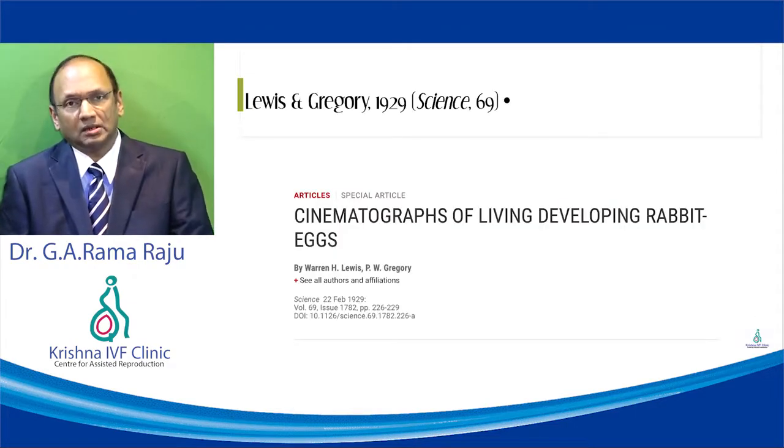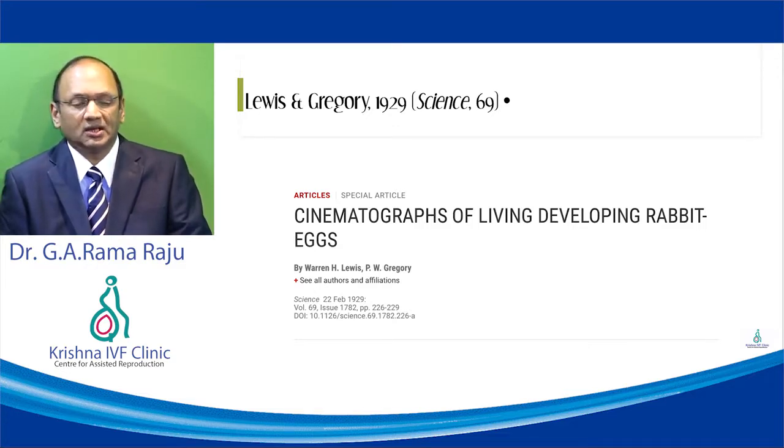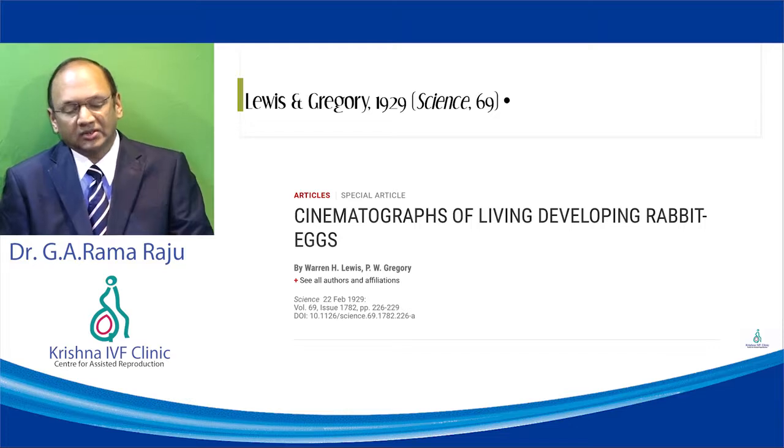We think technology is a word we use for new things, but it is almost 90 years since the first publication applying time-lapse technology. It was applied by Lewis and Gregory on rabbit eggs, and published in the Science Journal in 1929. It is only with the advent of improving technology, computing sciences, data storage and the miniaturization of the equipment that time-lapse technology has become what it is today.